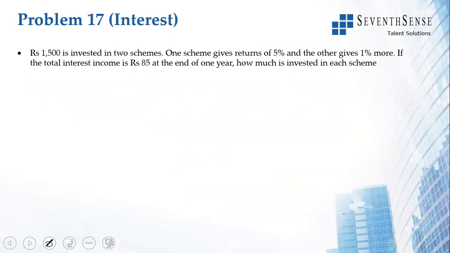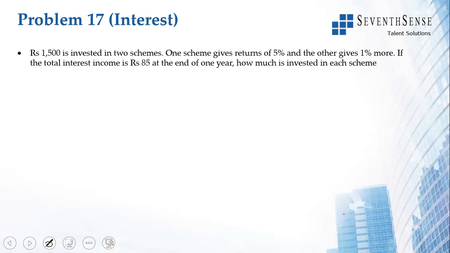Rupees 1500 is invested in two schemes. One scheme gives a return of 5% and the other scheme gives 1% more. If the total interest income is 85 at the end of 1 year, how much is invested in each scheme? So this is a combination of simple interest problems that is solved in the Mixtures and Alligation method.